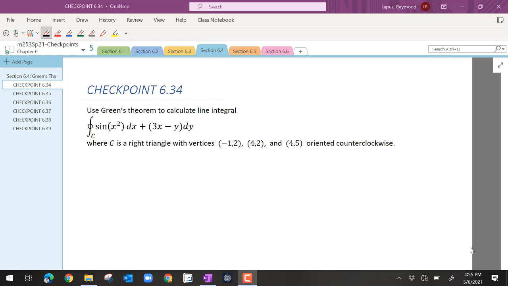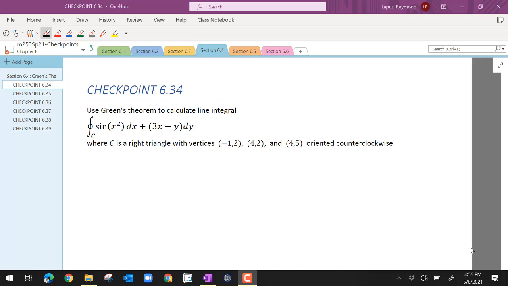In this video, we are starting section 6.4 with our checkpoints. This is checkpoint 6.34. I want us to use Green's theorem to calculate the line integral over C of sine x squared dx plus 3x minus y dy, where C is a right triangle with vertices at (-1, 2), (4, 2), and (4, 5), oriented in a counterclockwise direction.